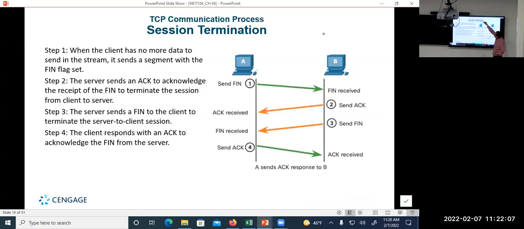Okay, so in the case if you want to terminate it, you have the two-way handshake here. You have the FIN and ACK, and you have the FIN and ACK here. You have the two-way handshake.